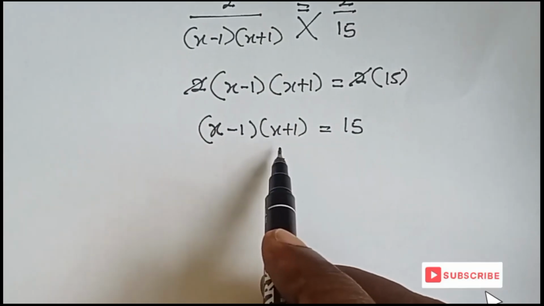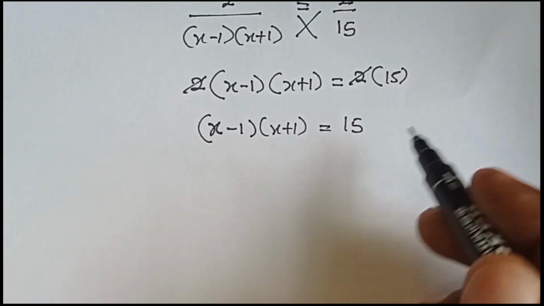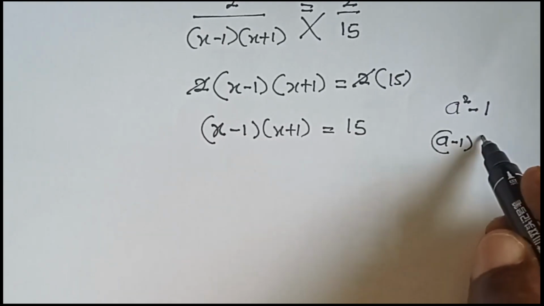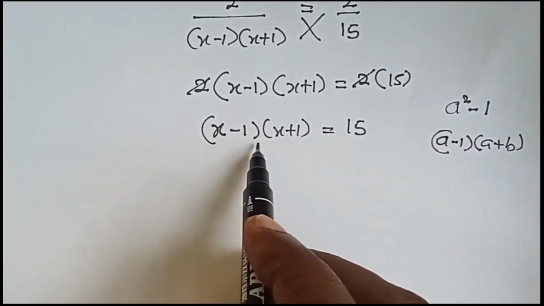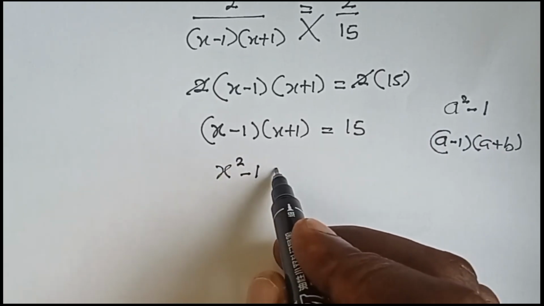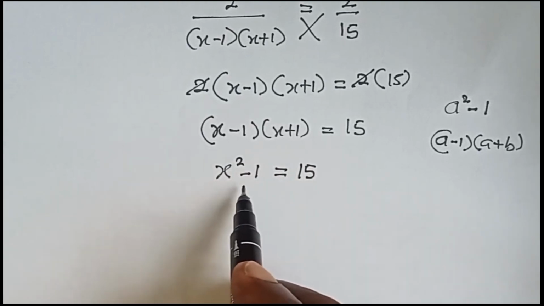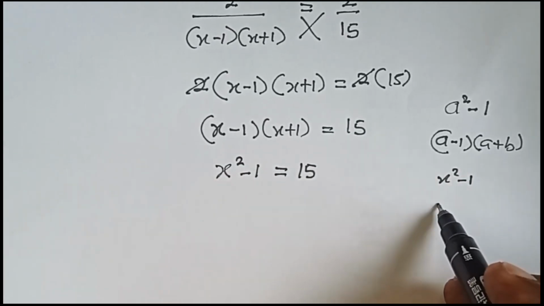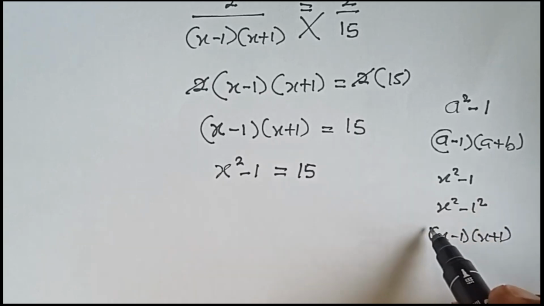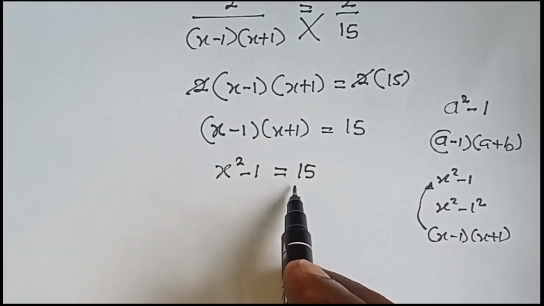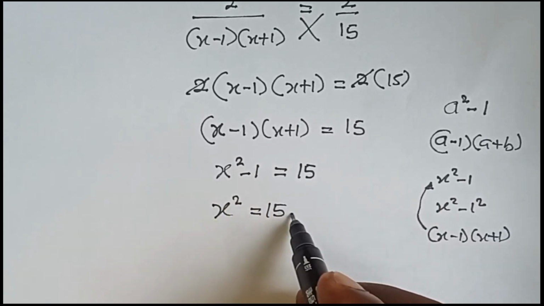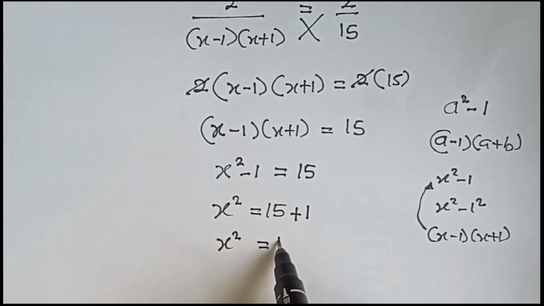Now x minus 1, x plus 1 is what we can get from the difference of squares. In the difference of squares, when you have a square minus 1, it will give us a minus 1, a plus 1. Okay, so we are going to take this back to this. x minus 1, x plus 1 is also x square minus 1 equals 15. The difference of squares, from x square minus 1, we can write it as x square minus 1 square, and then we do difference of squares, and it gives x minus 1, x plus 1. So we have taken it back to this place, and that's what we have, equals 15. Then we take minus 1 to the other side. We have x square equals to 15. This becomes plus 1. Right, so 15 plus 1 is 16.